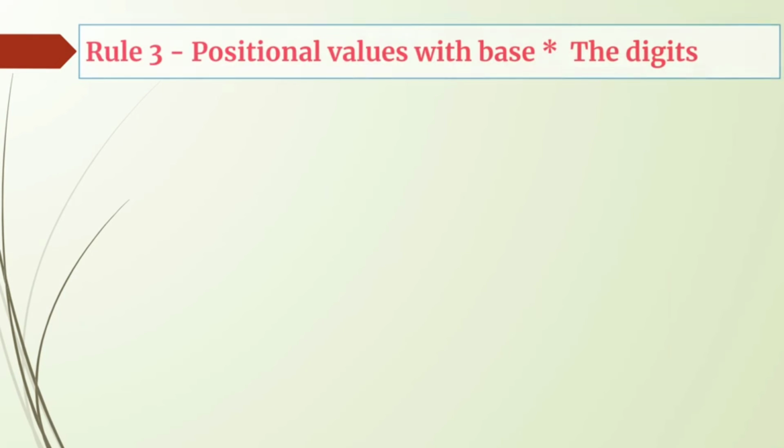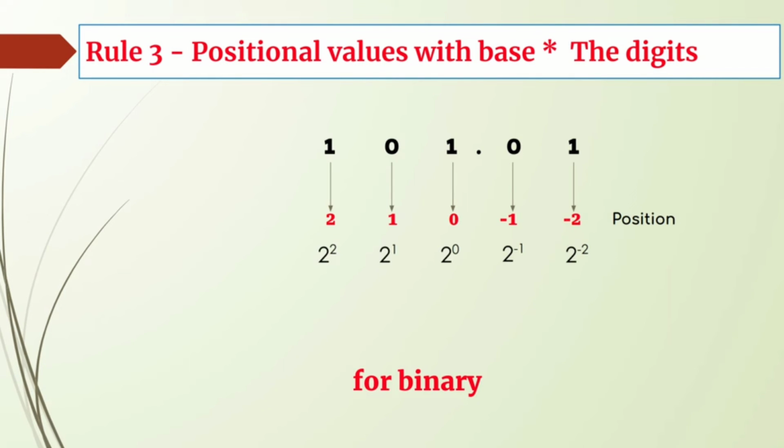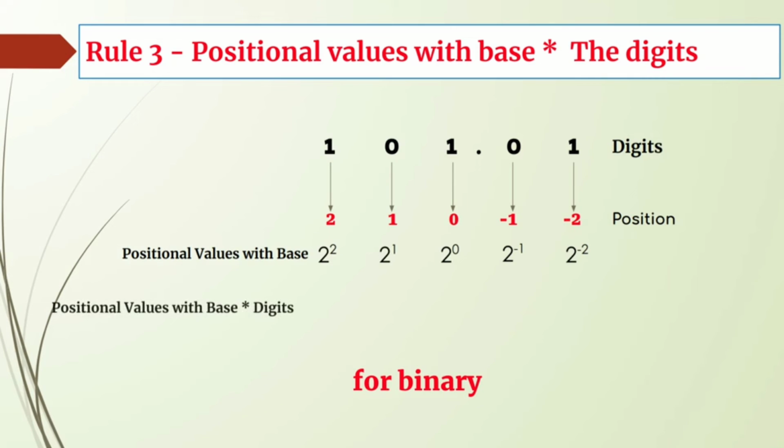Now we will move to our third rule, and our third rule is we will pair the digits with the positional values with base. We have already seen the example. These are the digits and these are the positional values with base. Now we will multiply the digits with the positional values with the base. So we can write 1 into 2 to the power of -2, where 1 is the digit and 2 to the power of -2 is the positional value with base. Now we can write 0 into 2 to the power of -1, where 0 is the digit and 2 to the power of -1 is the positional value with base.